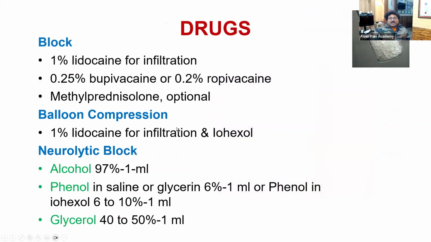For the diagnostic block, the most commonly used drug is lignocaine 1% that we use for the infiltration, and inside we can give either lignocaine or bupivacaine. In balloon compression, usually lignocaine and Iveshol for the inflation of the balloon. For neurolytic block, nowadays alcohol and phenol have a negative recommendation, so we do not recommend them. What we commonly use is glycerol. Usually 1 ml is good enough, and usually 40 to 50% glycerol is used.